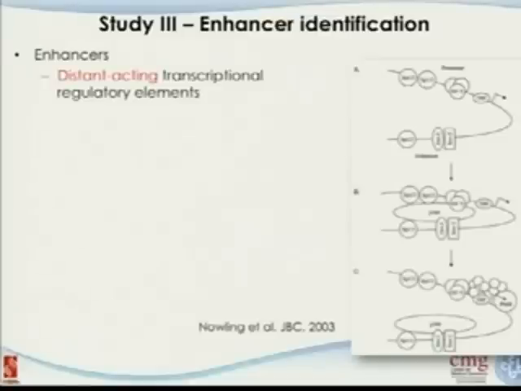We don't know where they are in the genome, because they are very distant from the transcription start site. Sometimes they are hundreds, thousands of base pairs, or even millions of base pairs away from the transcription start site of the gene they are targeting. Sometimes they are even on a different chromosome. So they are not really easy to look for.